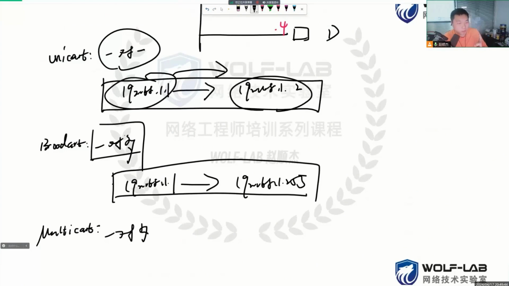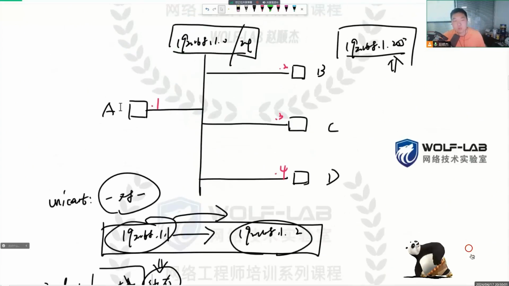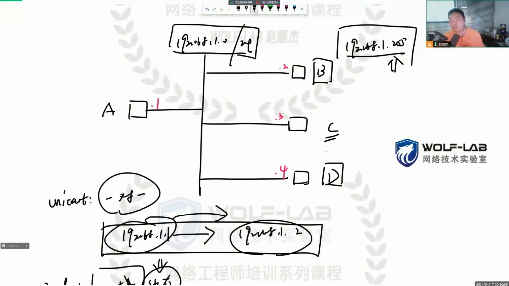So if the requirement is that I only want to send messages to host B and host D, and I don't want to send messages to host C, that's simple. Teacher, you send a unicast to host B and a unicast to host D, isn't that the end of it? Sending 2 unicasts can solve this problem. But think about it: if there are 254 devices in a network and I only want to send data traffic to 252 of them, do I have to send 252 unicast packets? Repeated encapsulation and repeated forwarding is a waste of resources.